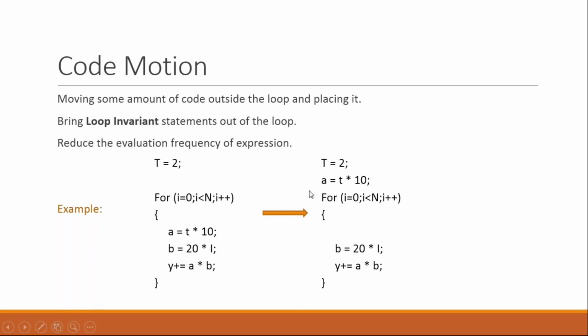But here I don't have any requirement of I and N in my for loop, so I can easily remove that code from my for loop and put it outside of my for loop, right? So if we want another example, I'll take one more example of the code motion technique.